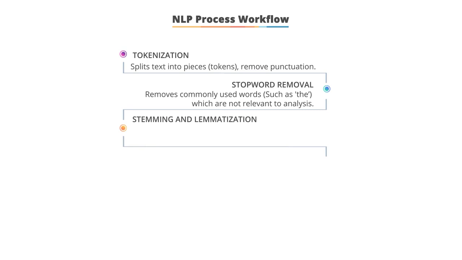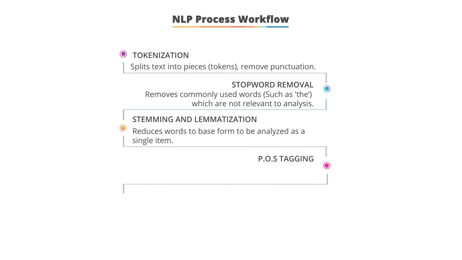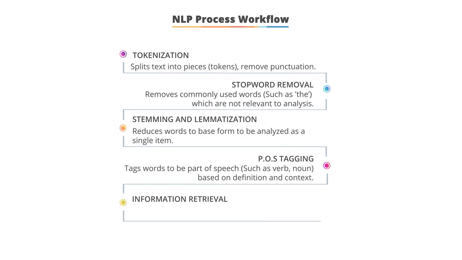Step 3, stemming and lemmatization. It reduces words to base form in order to be analyzed as a single item. Step 4, POS tagging. It tags words as part of speech such as noun, verb, adjective, etc., based on the definition and context. Step 5, information retrieval. It extracts relevant information from the source.